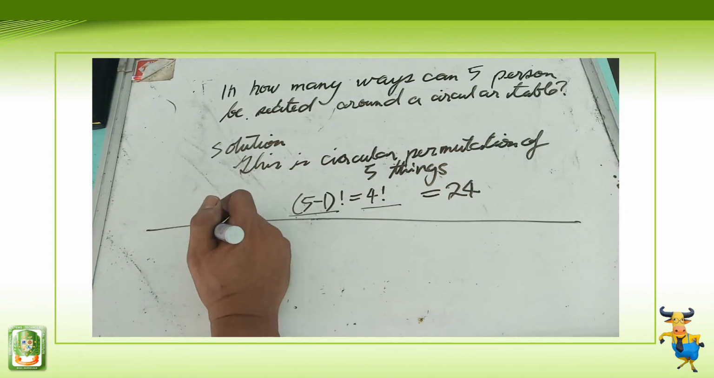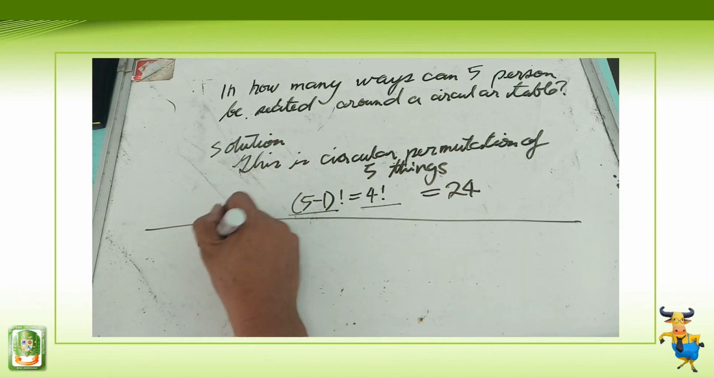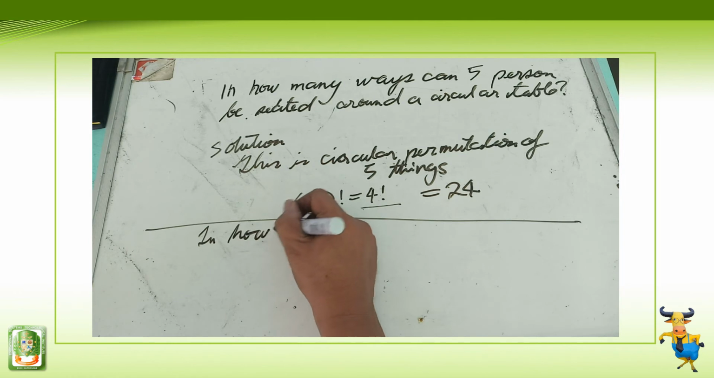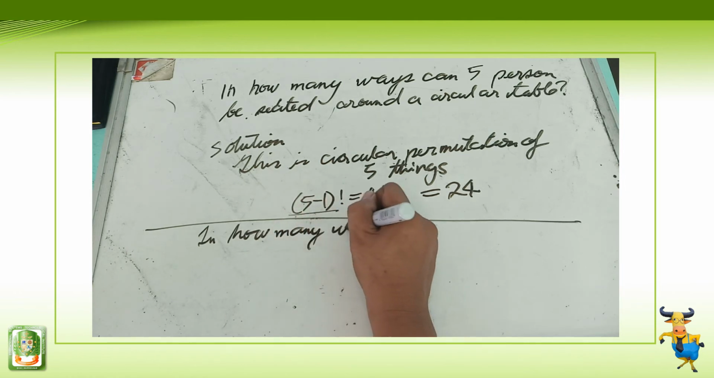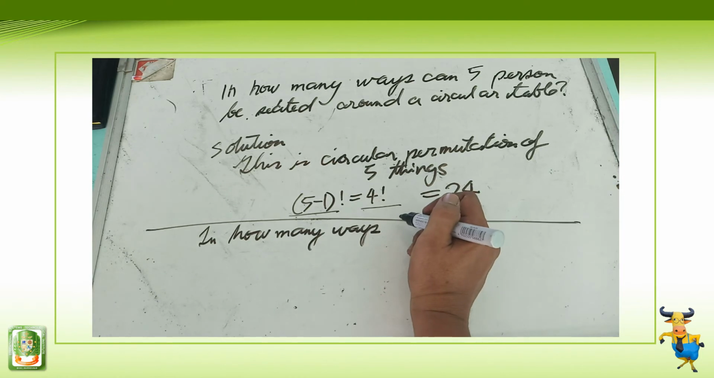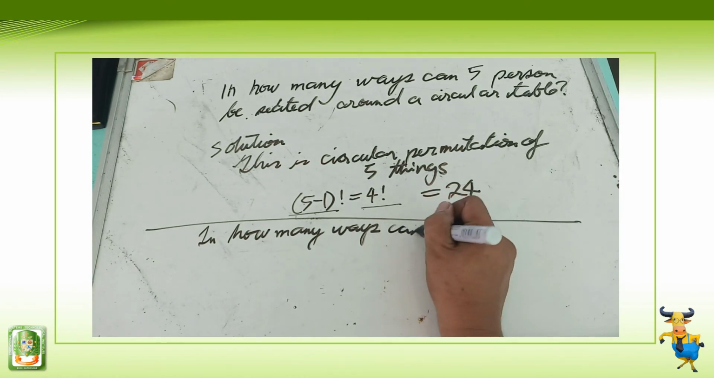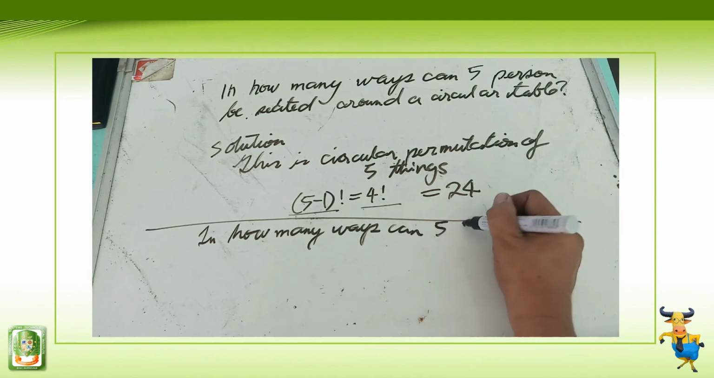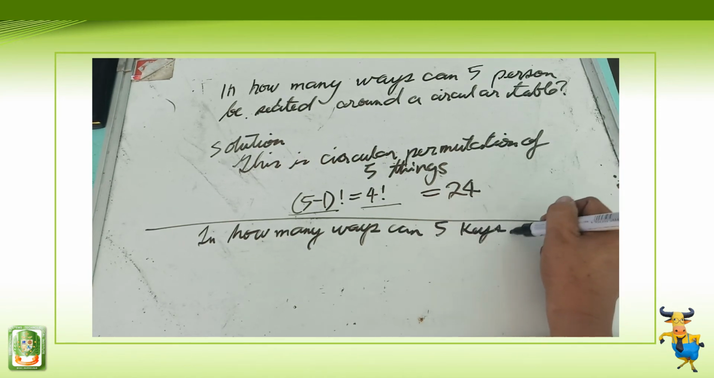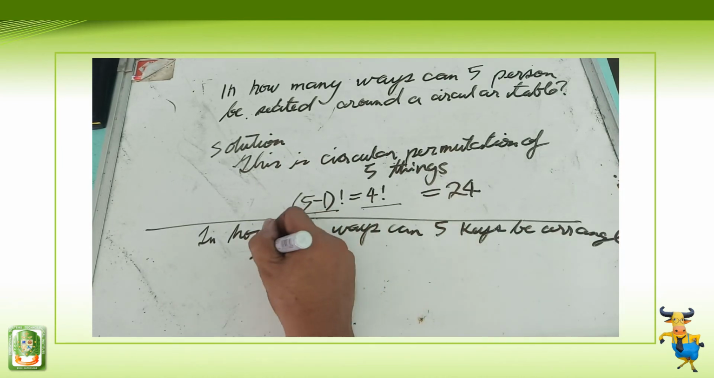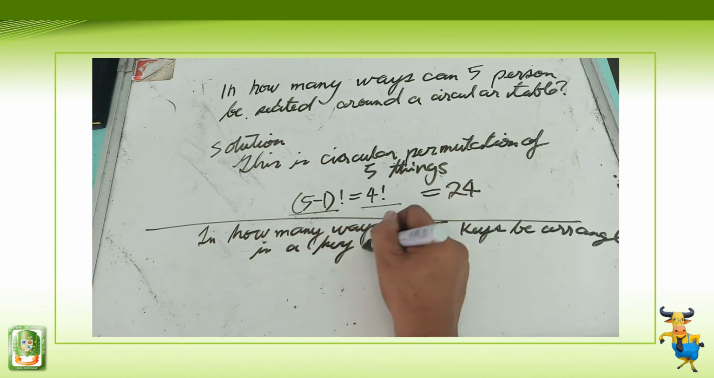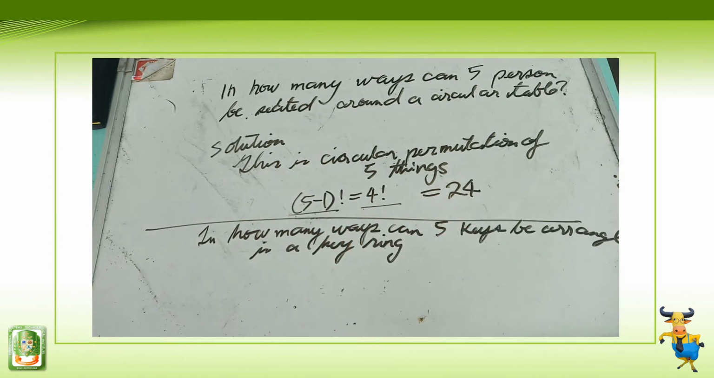Another example. In how many ways can 5 keys be arranged in a key ring? So, how many ways can 5 keys be arranged in a key ring? Okay, the solution.